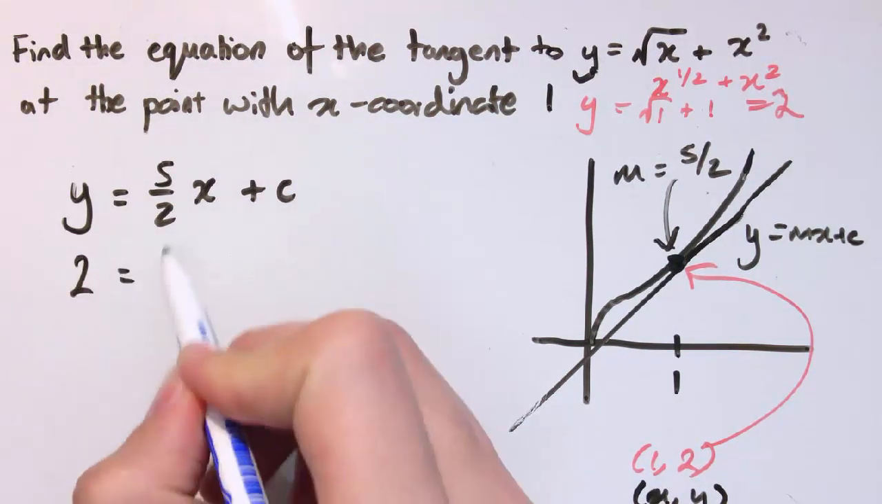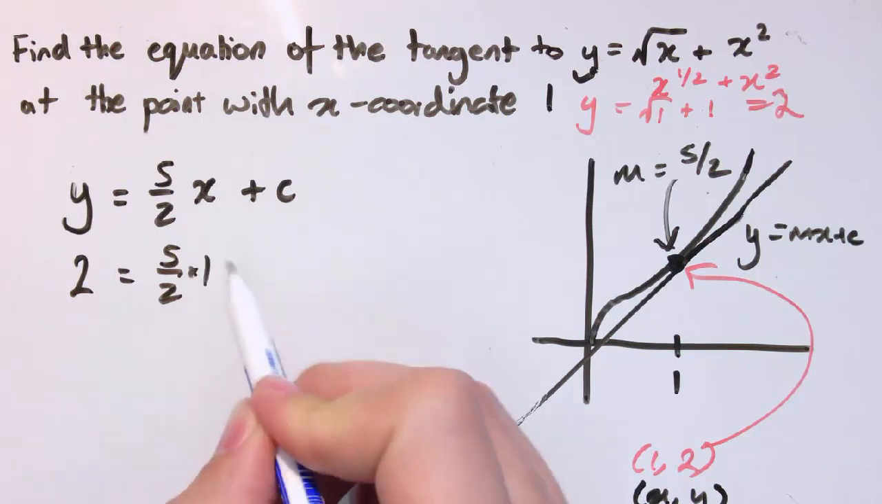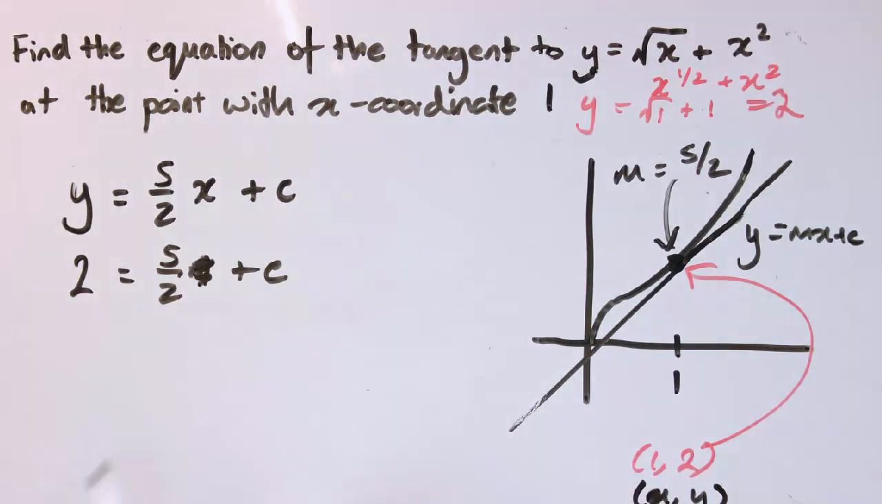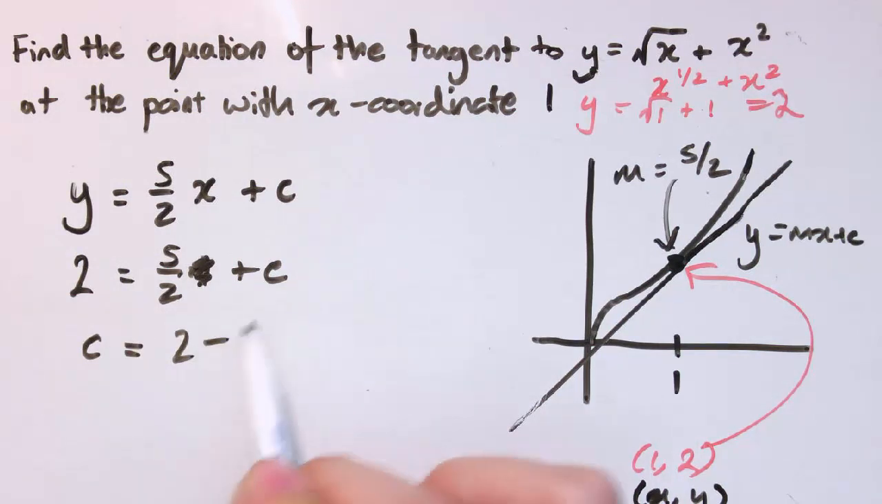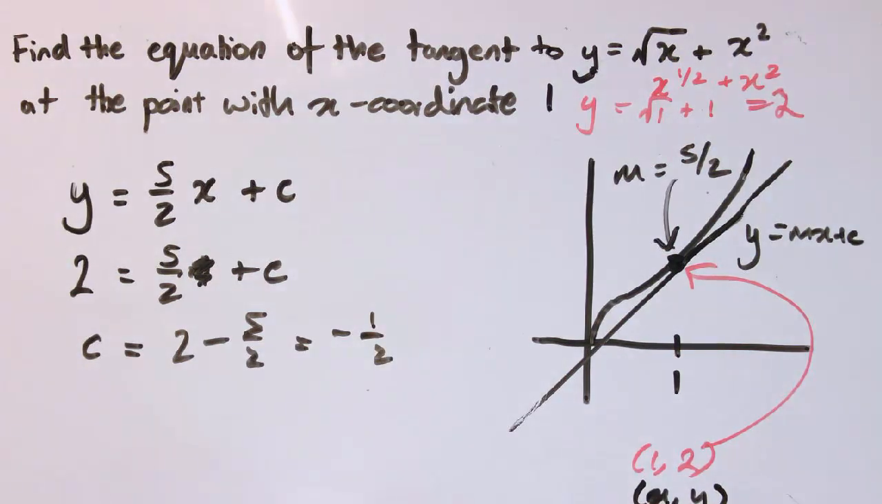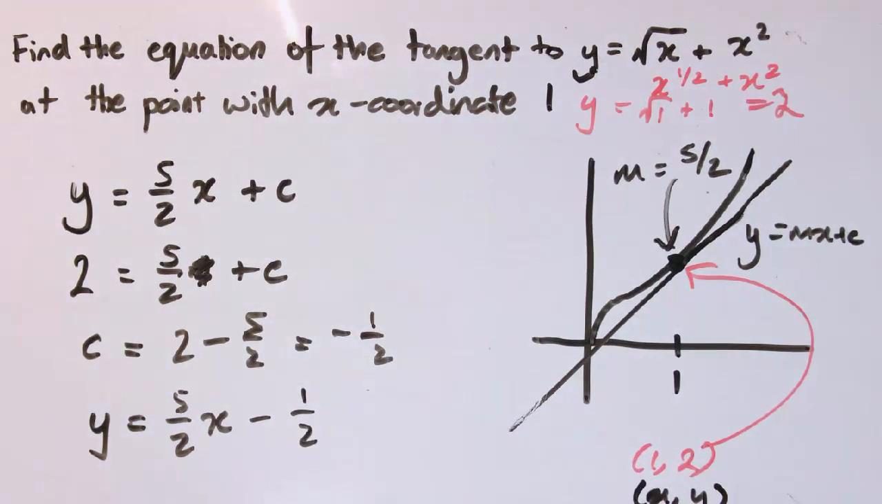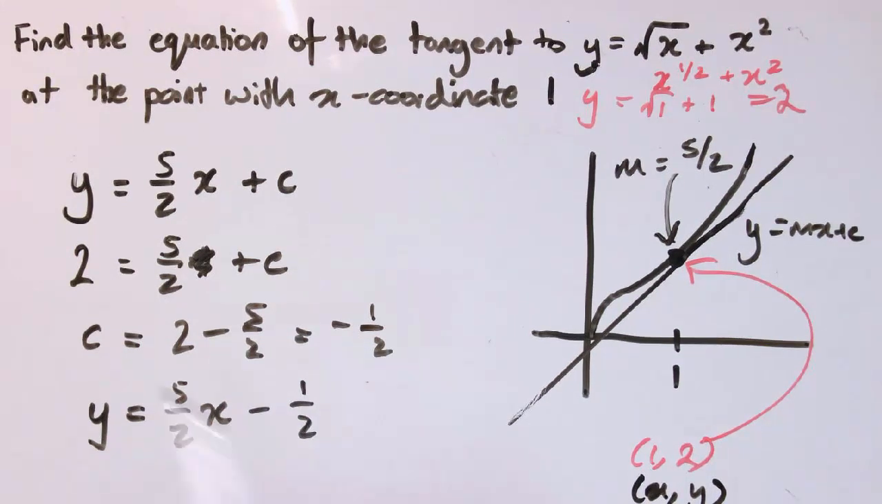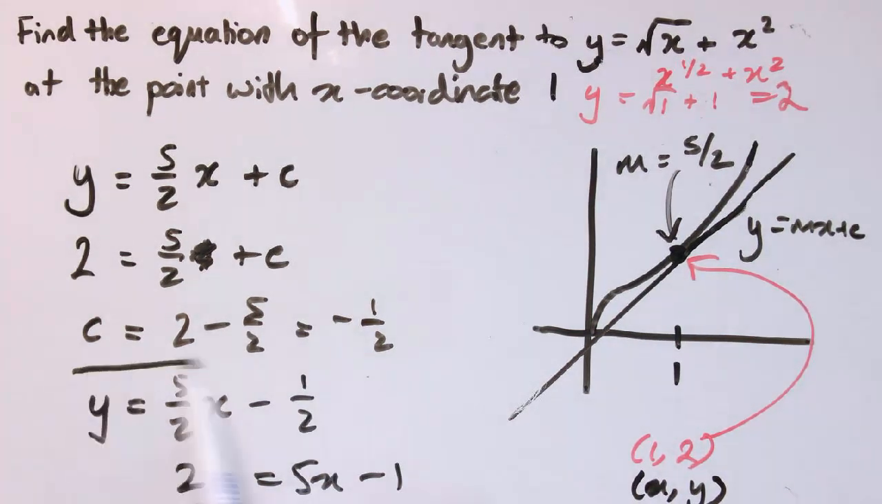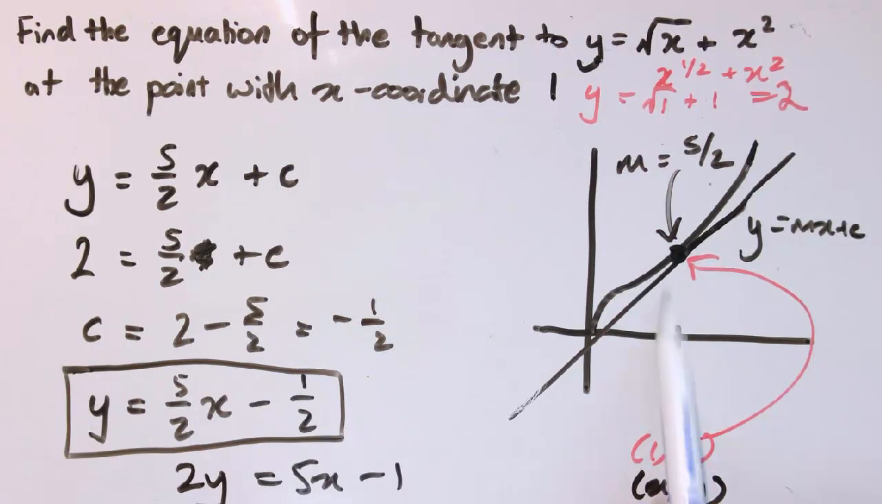So we've got 2 equals 5 over 2 times 1 plus c. It's just times 1, so I don't need that. So c equals 2 minus 5 over 2. So that's 2 minus 2.5. That's minus 1/2. So we've worked out that the equation of the tangent here is y equals 5 over 2 x, c is minus 1/2, so minus 1/2. And you might want to tidy this up, rewrite this in a slightly different form. If we multiply it by 2, we would get 2y equals 5x minus 1. Anything like that.